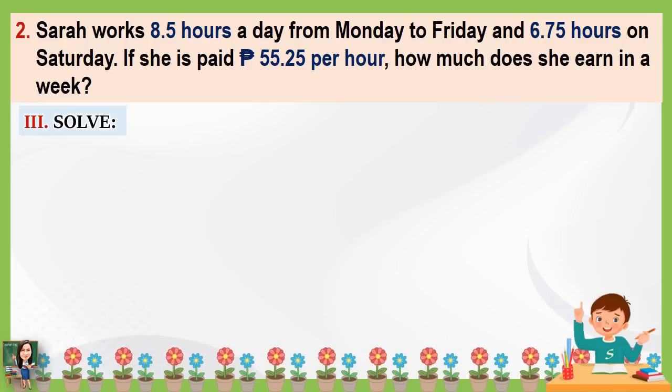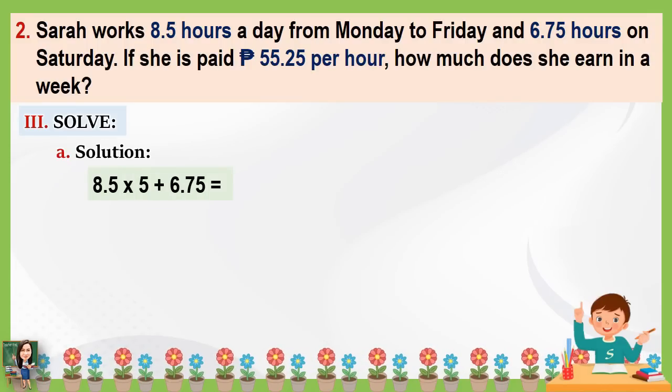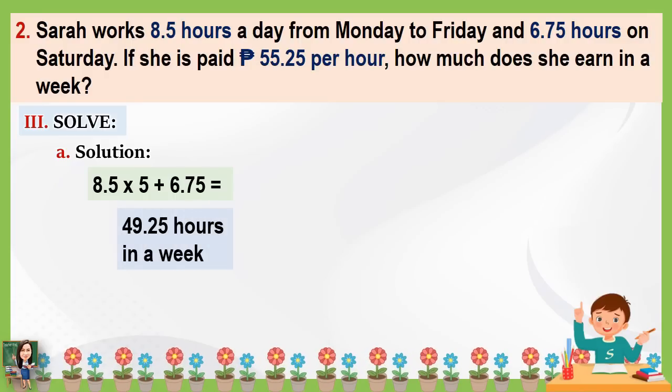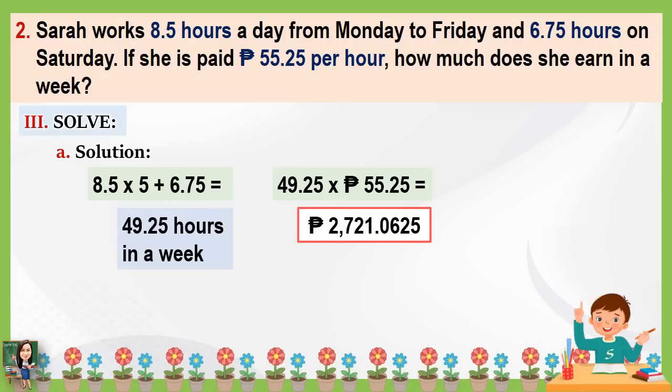Step 3. Solve the problem. Solution. 8 and 5/10 times 5 plus 6 and 75 hundredths equals 49 and 25 hundredths hours in a week. Now, multiply 49 and 25 hundredths hours times 55 pesos and 25 centavos equals 2,721 pesos and 625 centavos.